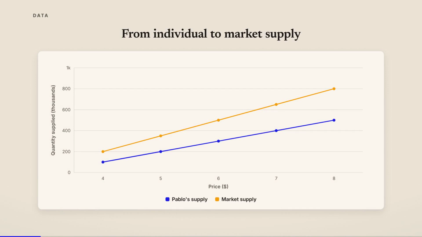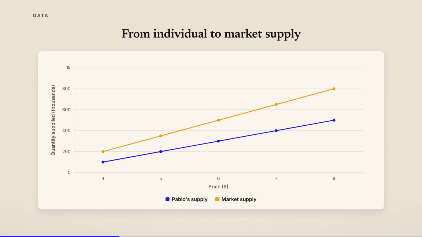In the source material, we see Pablo's supply curve for catnip. At a price of $4, Pablo supplies a certain number of ounces. But the market supply includes every catnip producer, not just Pablo.